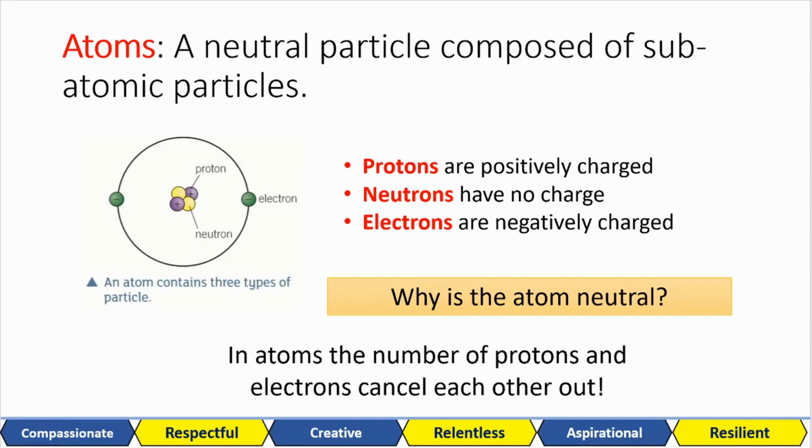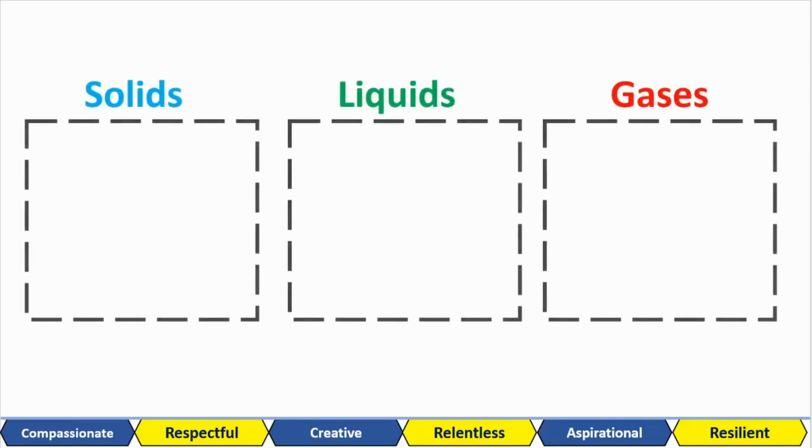The number of positive protons and negative electrons cancel each other out, and that means the overall atom is neutral. We have three states of matter that we're going to discuss in this lesson. So you can either mentally imagine what these particles look like, or you can get a pen and paper and draw this out.